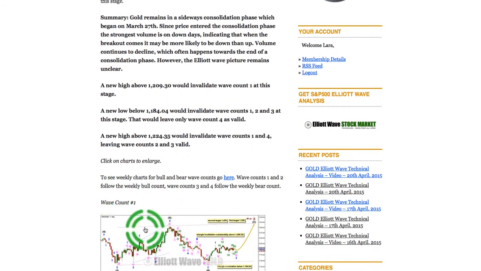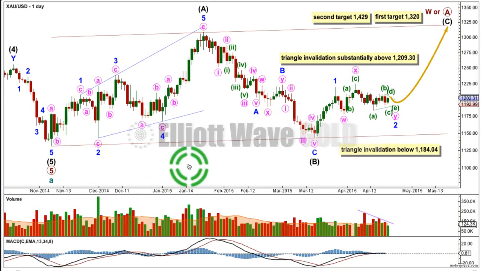Let's have a look at the charts. I still have 4 wave counts. I'm going to consider all possibilities. I'm not going to try and pick a winner. We need to let price tell us which wave count is correct. When we have the breakout, then we will have clarity, I hope.